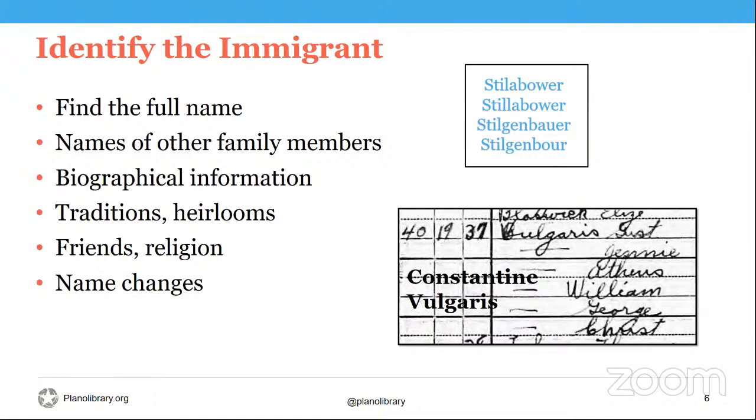The name of the ship and their original country, all of these things are ways to make sure you have the right immigrant. Because as with any records, there could be 3 different Stillabauers or Constantine Vulgaris on a record, and you have to know which one you want.